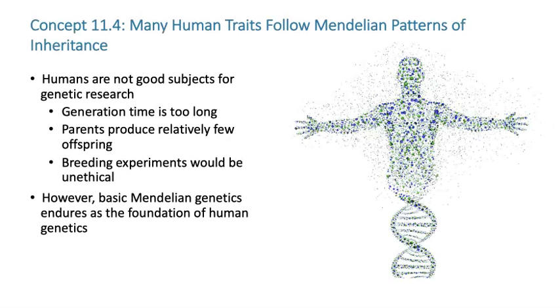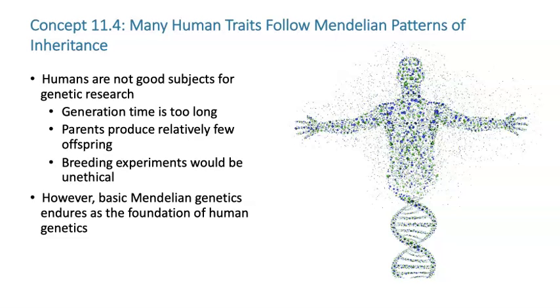So, remember how I was talking about how garden peas are such great things to use for experiments? Humans are not great subjects for genetic experiments. Generation time is way too long. And parents, humans, we don't have a lot of babies. So relatively few offspring. Remember the hundreds and hundreds of offspring in the pea plants? Yeah, that doesn't happen with humans. And of course, doing any kind of breeding experiment in humans is completely unethical.